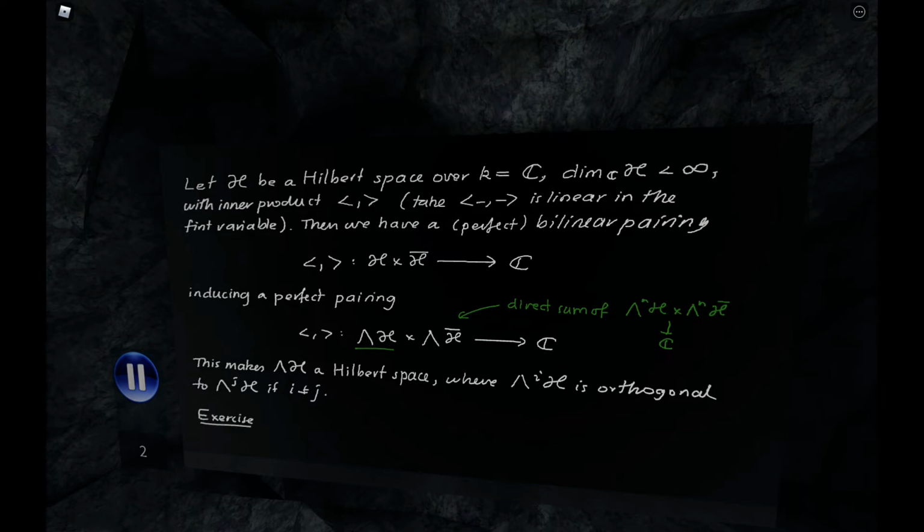Okay, so here's a good exercise to check: if I take any two vectors, alpha and beta, then changing the order is conjugation.